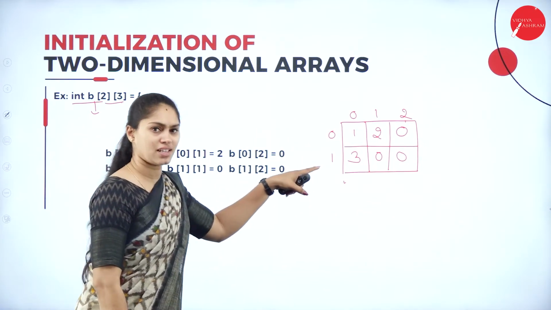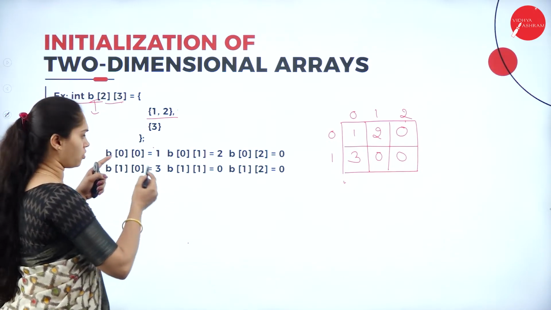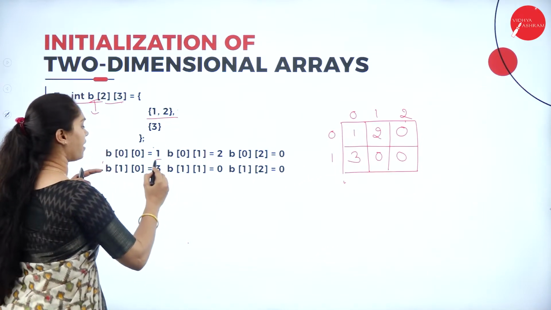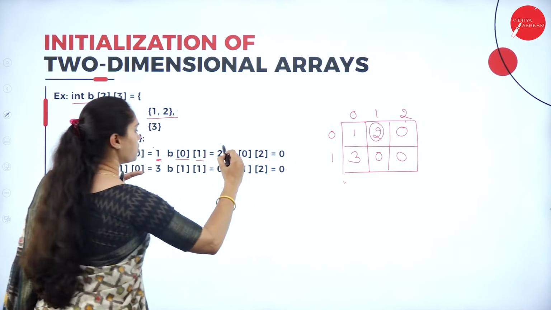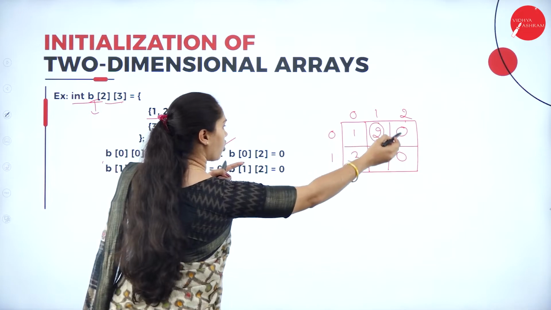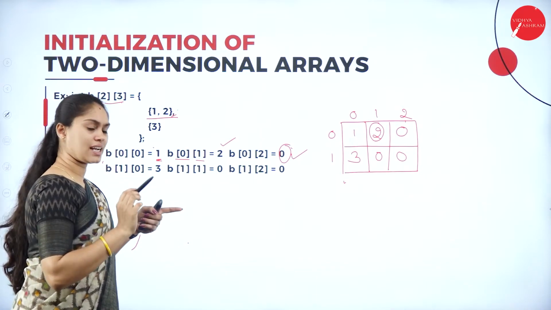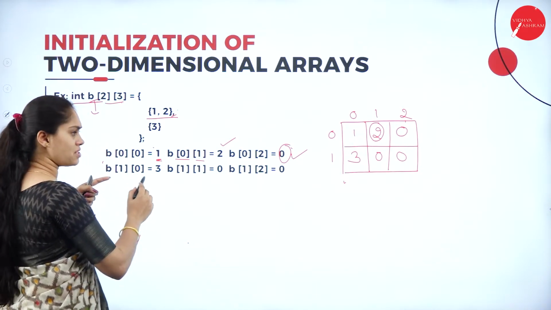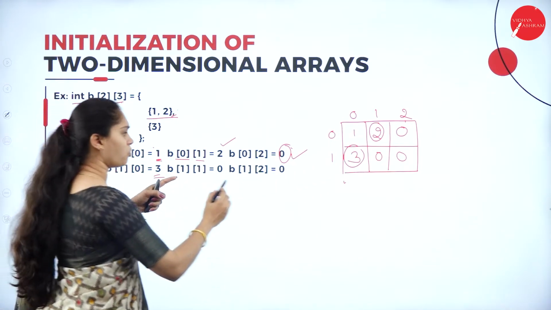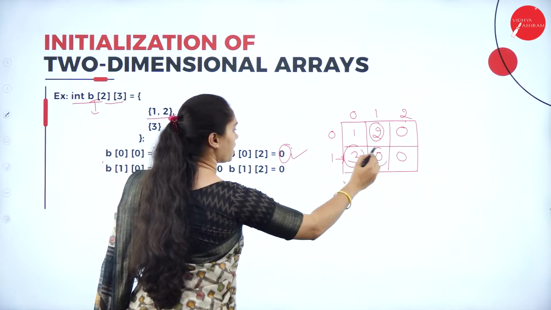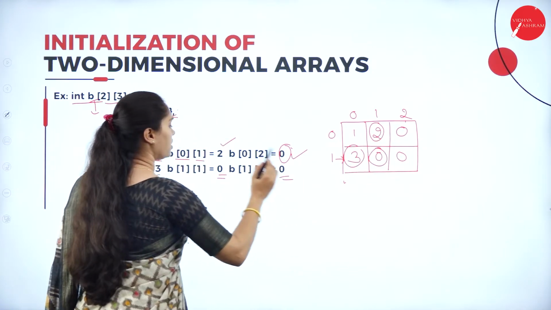How am I supposed to represent it again then? Here the array name is B, so B of 0, 0. That means 0th row, 0th column, the value is 1. Again B of 0, 1, 0th row, first column, the value is 2, right? B of 0, 2, the 0th row and second column, the value is 0. Why? Because it's not initialized at the time of its declaration. And we have B of 1, 0. That means first row, 0th column, the value is 3. And here B of 1, 1. So first row, first column, the value is 0. And B of 1, 2. First row, second column, the value is 0.